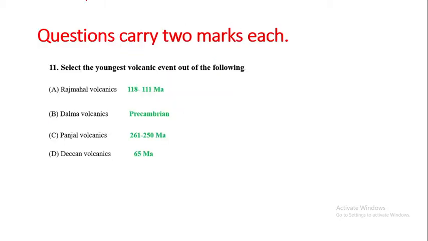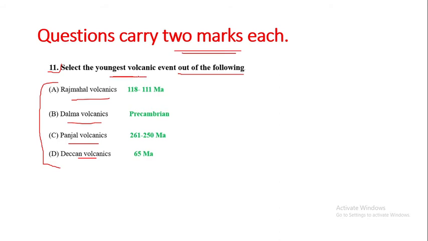Now the second section, where questions carry 2 marks. The first question, the 11th one: select the youngest volcanic event out of the following. Four volcanic events are given: Rajmahal volcanics, Dalma volcanics, Panchal volcanics, and Deccan volcanics. Among these we need to find the youngest volcanic event.